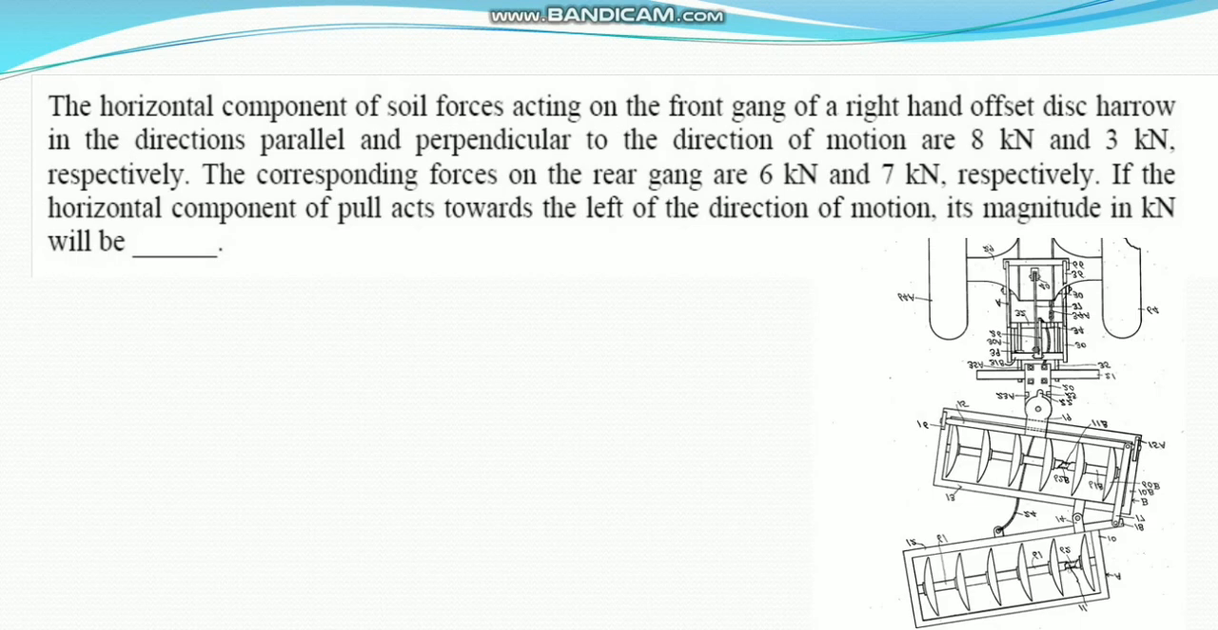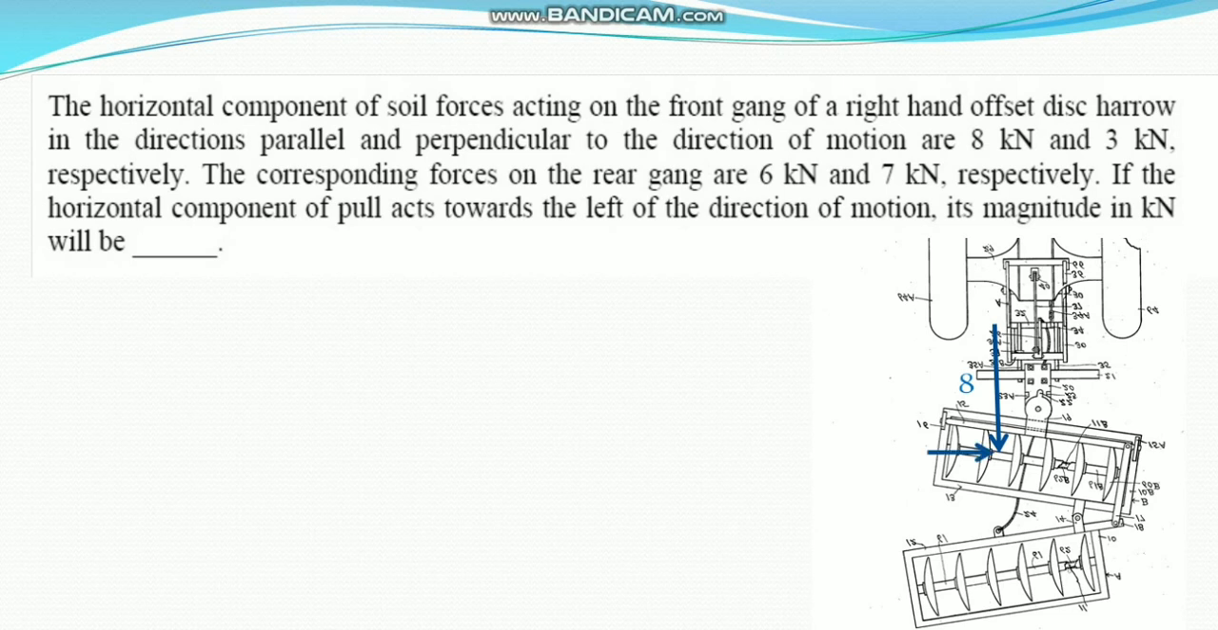Basically, this is a right-handed offset disc harrow. This is the disc harrow, offset disc harrow, and this is right-handed. So it will tilt to the right side of the tractor, if you say this is the motion of the tractor. So it is asked that the front gang is having horizontal components in the parallel and perpendicular directions of motion of 8 kN and 3 kN. This is the force for the front gang, that is the horizontal force parallel to the direction of motion, that is 8 kN.